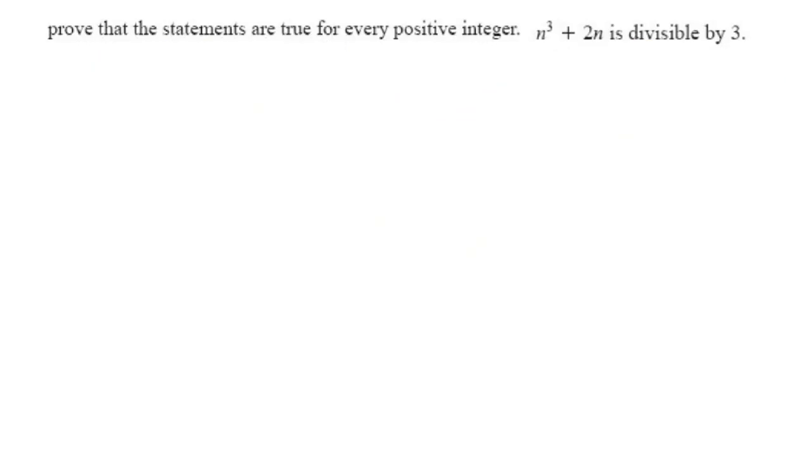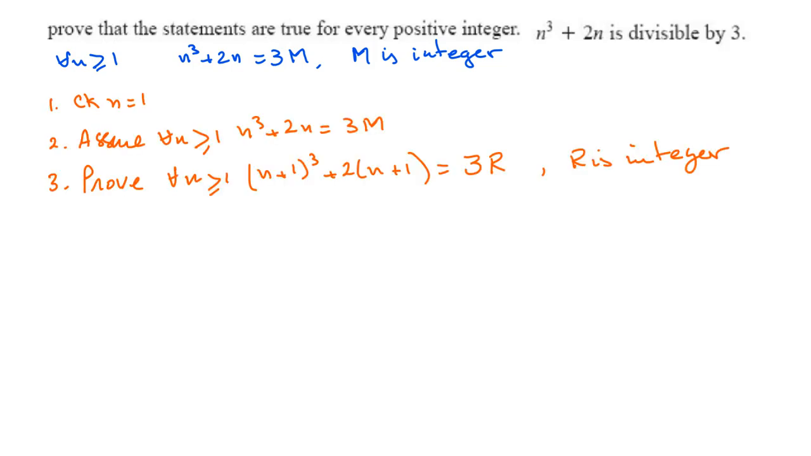And for this next example, we're going to try to prove that for all n greater than or equal to 1, n to the third plus 2n is equal to 3m, where m is an integer. So again, we're going to write the 3 steps. First, we need to check that it works, or it's true, for n equal 1.